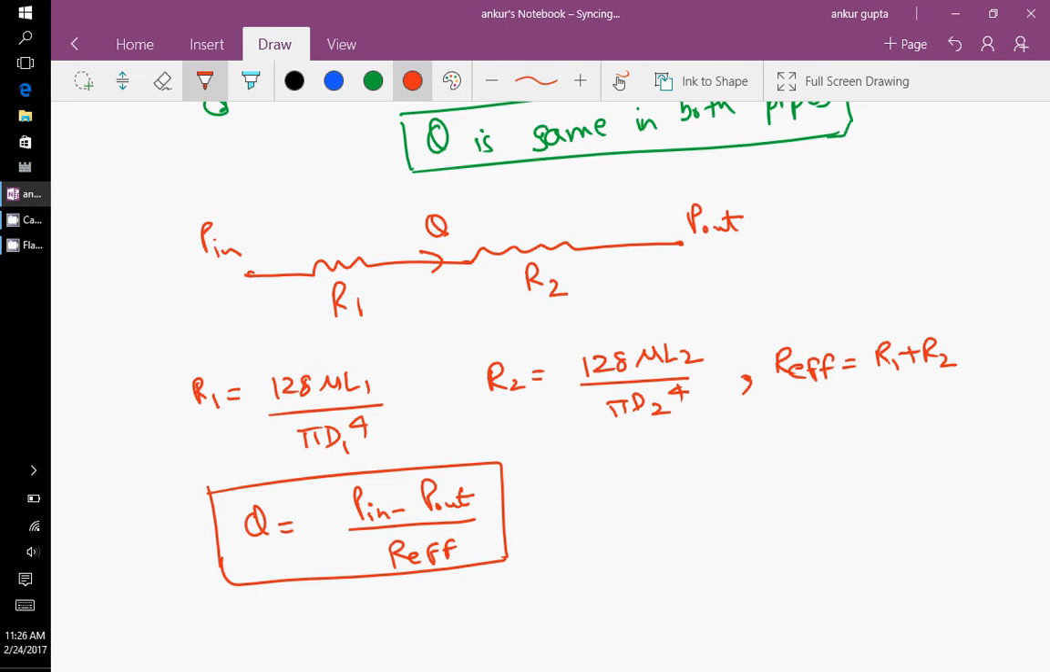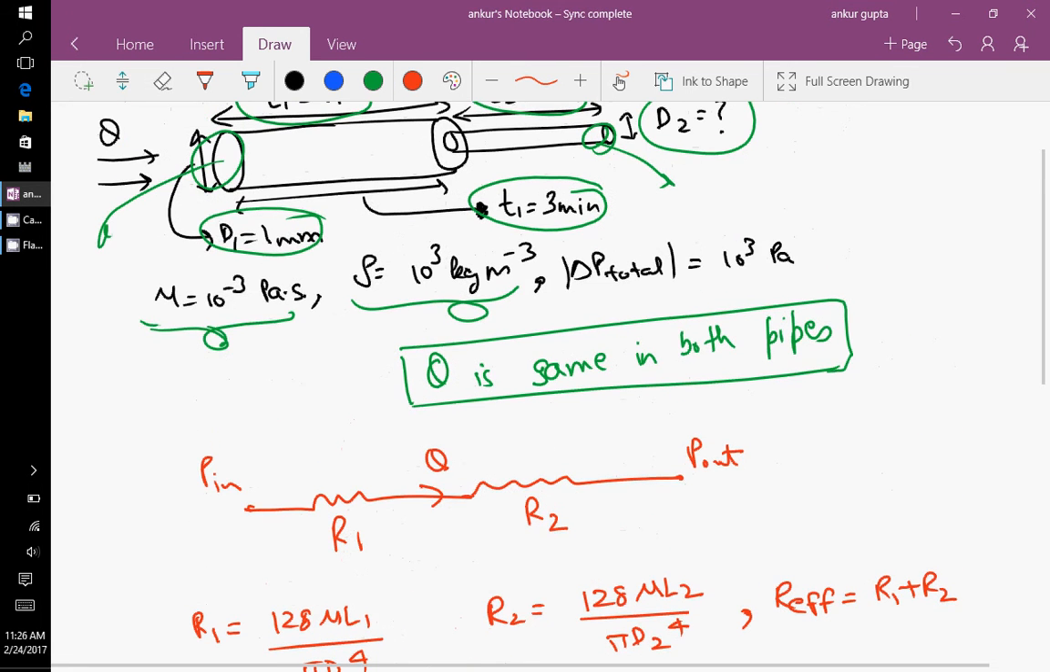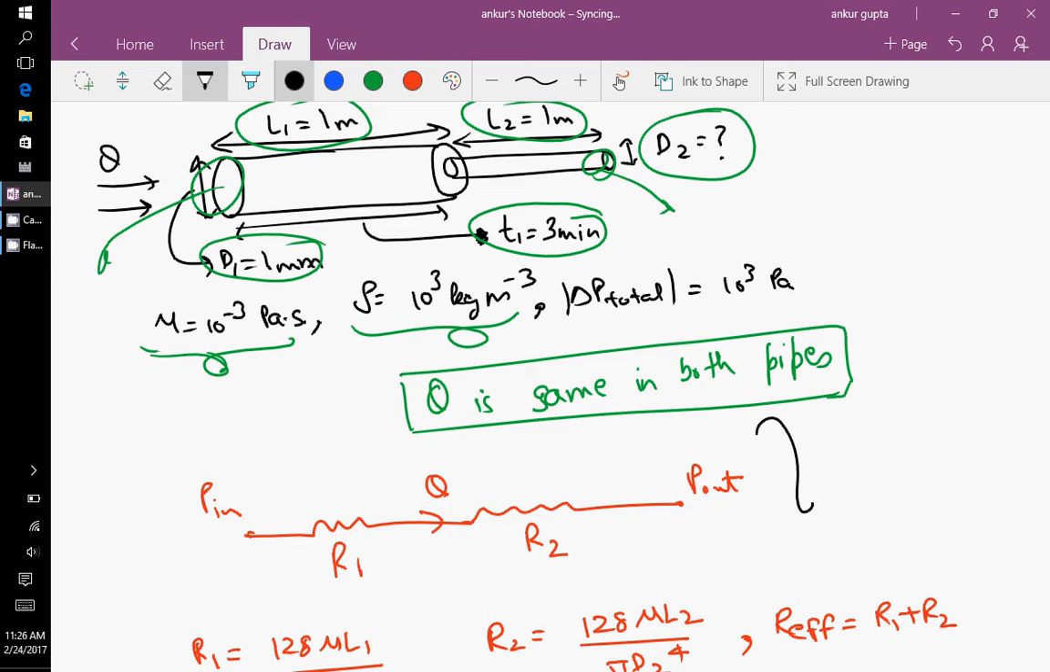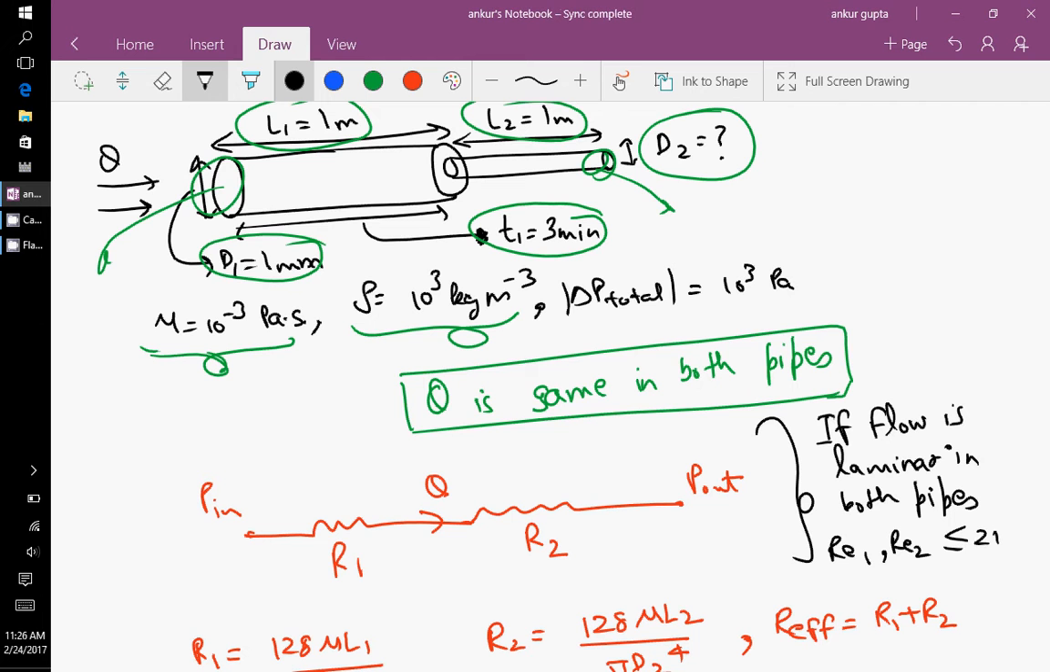However, before I start jumping into applying this formula or calculating anything, I should remember that the whole circuit analogy is only valid if flow is laminar in both pipes. The way we check that the flow is laminar in both pipes is by checking the Reynolds number. Reynolds number 1 and Reynolds number 2 both have to be less than 2100.